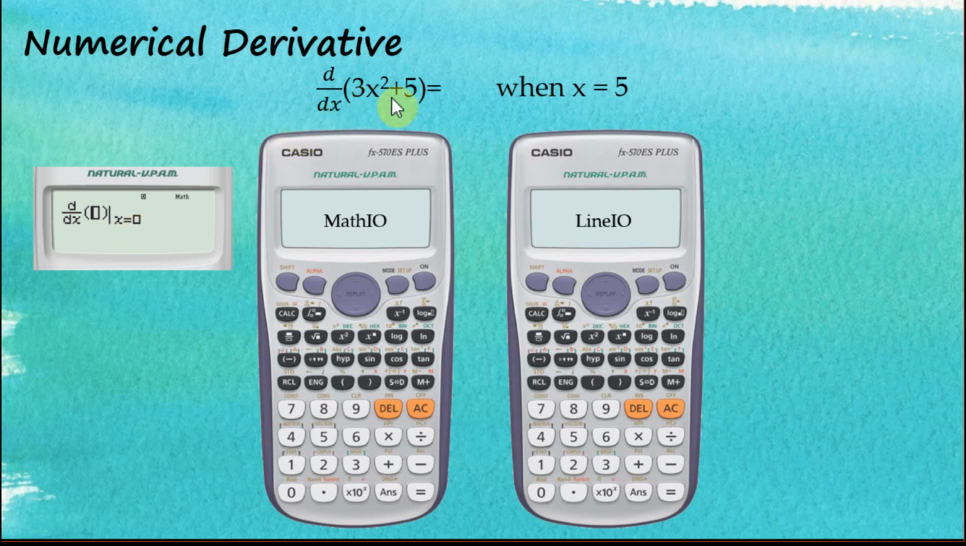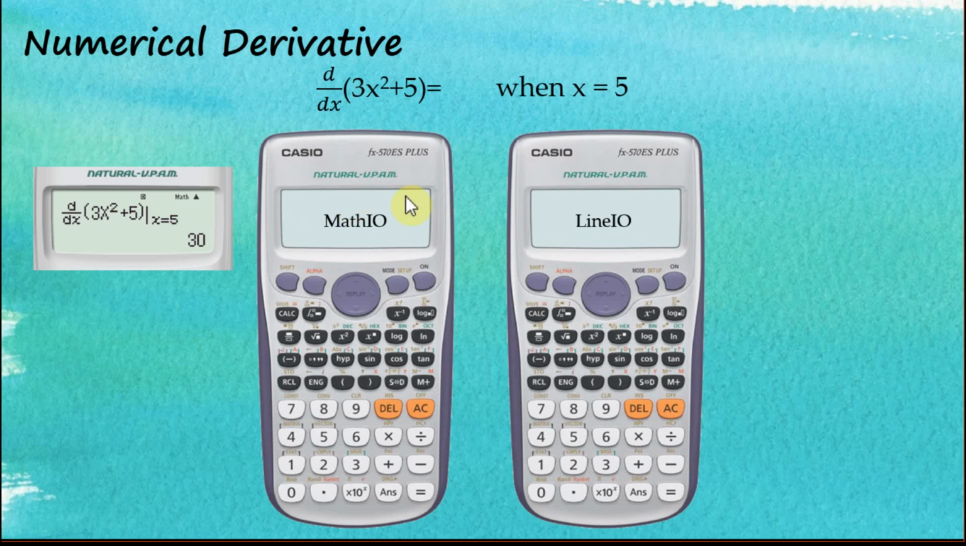The function is 3x squared plus 5. So 3, alpha x, squared, plus 5, and then we use the right button to move to the differentiation point, and the differentiation point is 5. So 5. Okay, so that's how to get the answer.